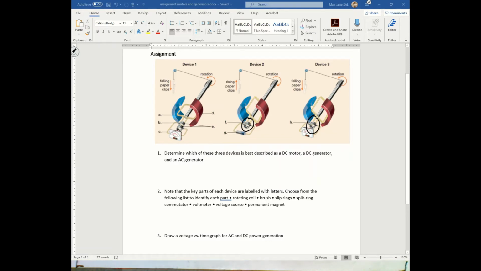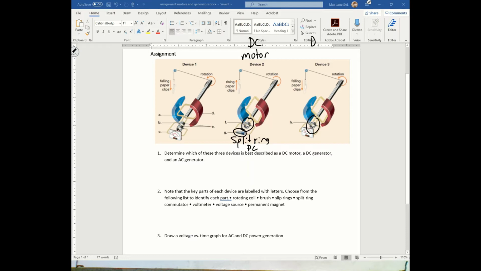So we have a single ring, which is a split ring, which means it's DC. So these 2 and 3 are DC, and you have a battery hooked up to this. A battery is what you'd have on a motor. So device 2 is a motor, but a DC motor.